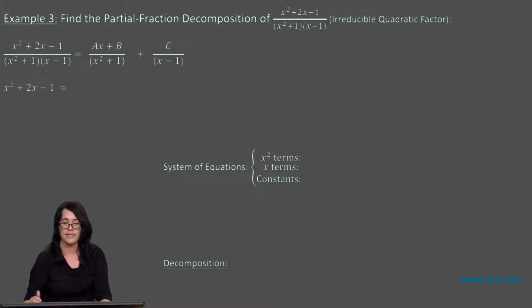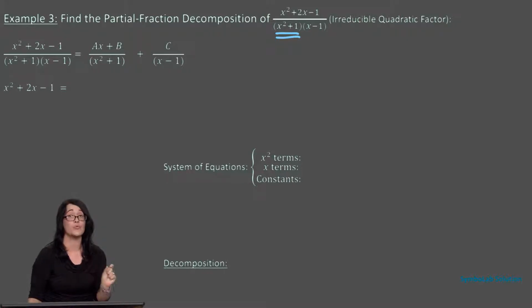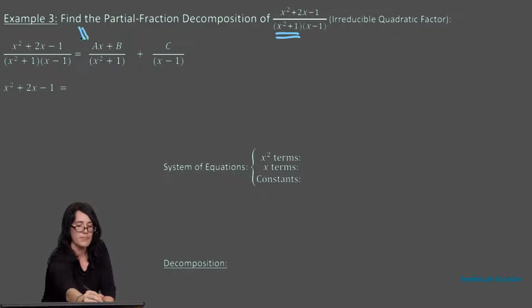So in example 3, it says, can you find the partial fraction decomposition for the following? We have x squared plus 2x minus 1 on top, and in the denominator we have factors of x squared plus 1 in parentheses and x minus 1 in parentheses. So what do we have here? Well, for my first denominator factor, x squared plus 1 is an irreducible quadratic. Notice if it had been x squared minus 1, you would have to factor that, wouldn't you? X plus 1, x minus 1. But this is a sum of squares. It is irreducible.